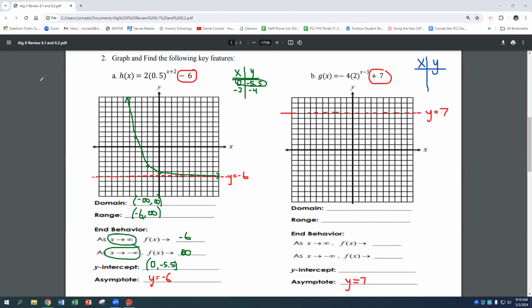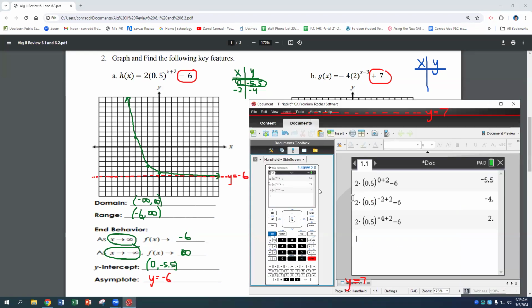Okay, I'm gonna plug in 0 for x. So if I pull up my calculator, I'm gonna have -4 times 2 to the 0 minus 3, and then +7. I get 13 over 2. If I hit Control Enter, 6.5. So let's see, (0, 6.5).